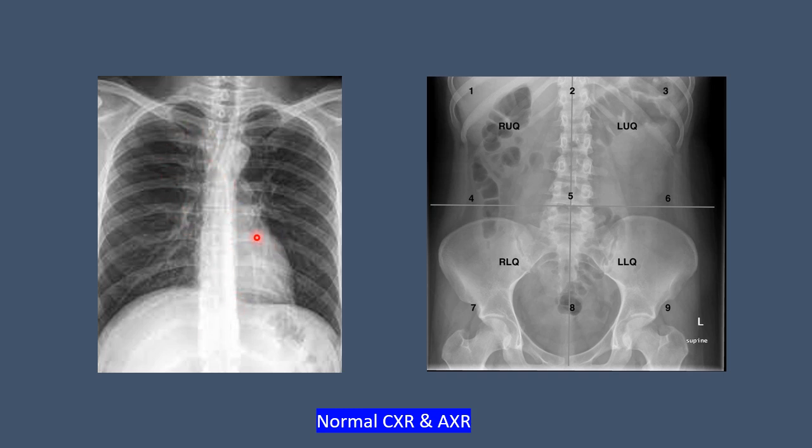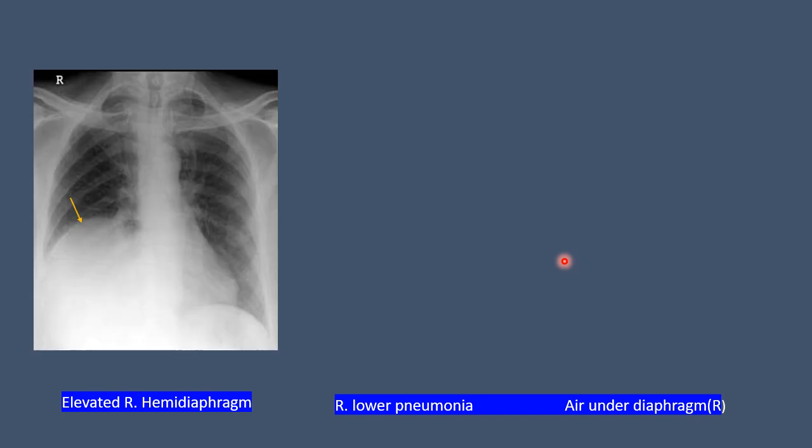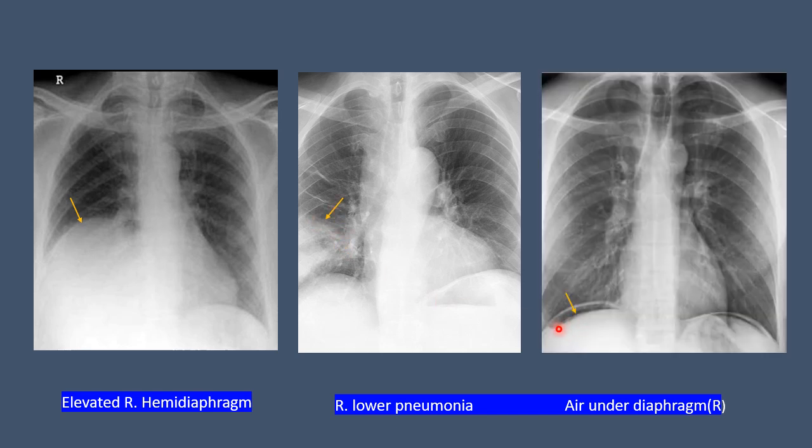So it is important for patients having severe upper abdominal pain to do these two investigations to rule out pathologies that can be identified in these X-rays. Some of the things that can be excluded will be elevated right diaphragm, which is a feature of a liver abscess, consolidation of the right lower lobe or right lower pneumonia, and free air or pneumoperitoneum, air under the diaphragm, which shows a perforated peptic ulcer.